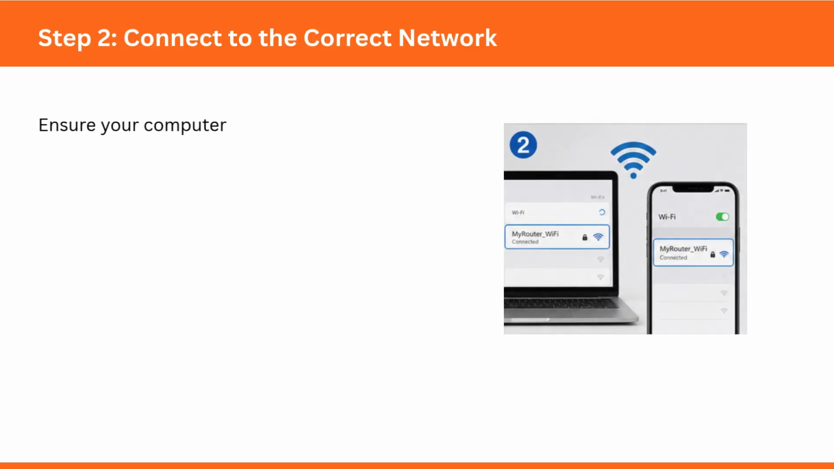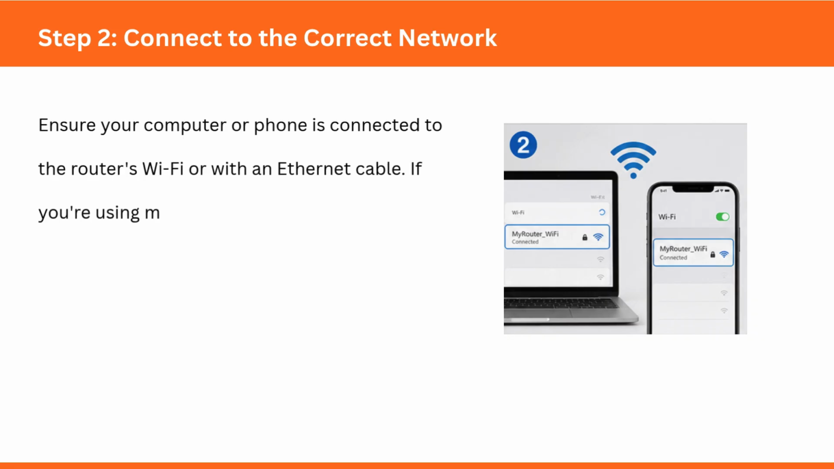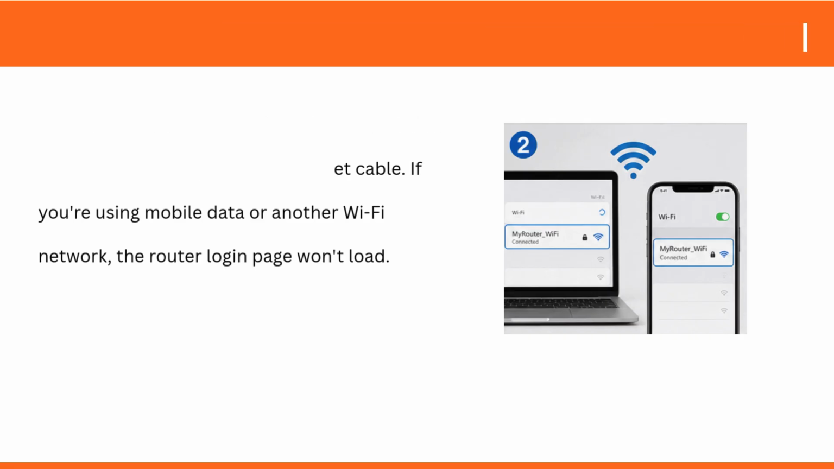Step 2. Connect to the correct network. Ensure your computer or phone is connected to the router's Wi-Fi or with an Ethernet cable. If you're using mobile data or another Wi-Fi network, the router login page won't load.